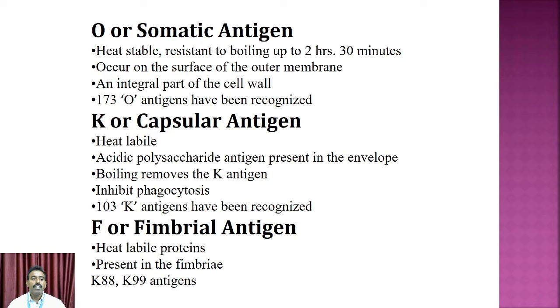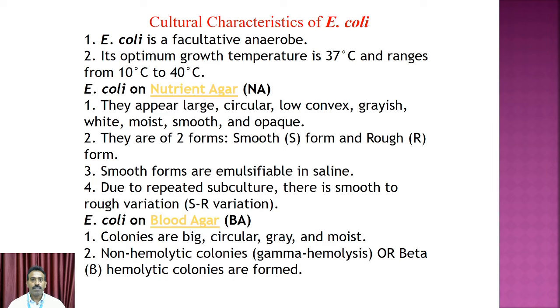Next one, F or fimbrial antigens. It is a heat labile protein present in the fimbriae, and K88 to K99 antigens are present. Next, cultural characteristics of E. coli. So Escherichia coli is a facultative anaerobic organism.